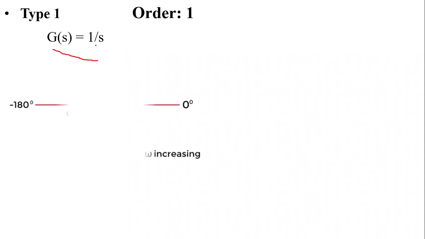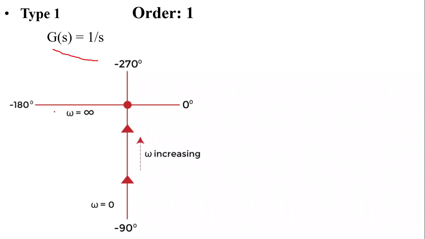Then next we are going to see the standard polar plot of our type 1 system and order 1. The general representation of our transfer function is G(s) = 1/s, and then the polar plot can be like this.